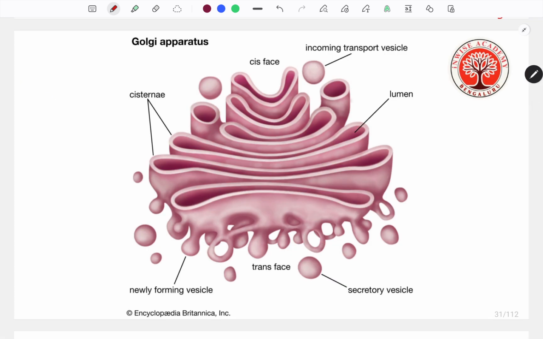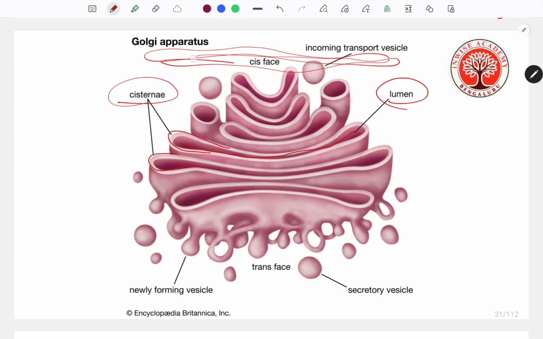This is the structure of the Golgi apparatus. As I said before, it is a membrane bound structure, and here also you can see these foldings. What we are seeing is called cisternae, and the space inside is called the lumen of the Golgi apparatus. This is the part where the endoplasmic reticulum will be, and it will produce proteins. These proteins will enter the Golgi apparatus, and inside it will do the sorting, modification and packaging.